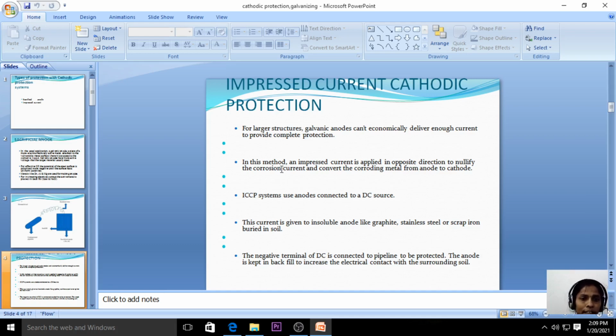In this method, an impressed current is applied in the opposite direction to nullify the corrosion current and convert the corroding metal from anode to cathode. We know that corrosion generally takes place at the anode. So what we do in impressed current cathodic protection is convert anode to cathode. When we convert anode to cathode, there is no corrosion at the base metal. So how do we convert the anodic metal to cathodic metal? We apply more than the corrosion current in the opposite direction.